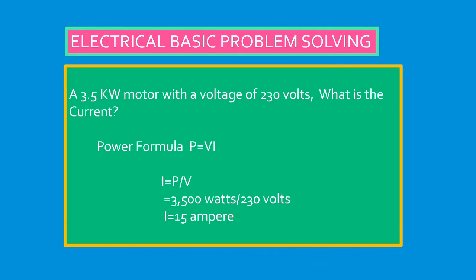Example, a 3.5 kilowatt motor with a voltage of 230 volts. What is the current? Power formula. P equals voltage times current. I equals P over V. 3,500, because we know that 1 kilowatt is 1,000 watts. So 3,500 watts over 230 volts. So the answer is 15 amperes.